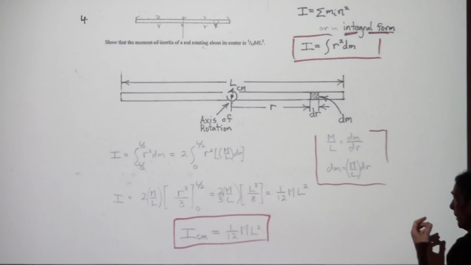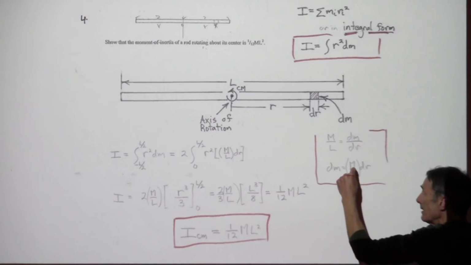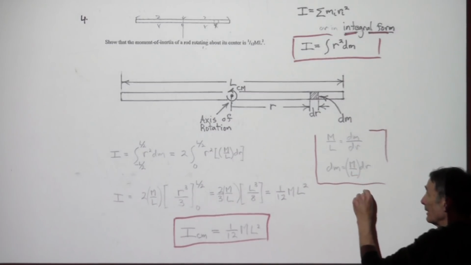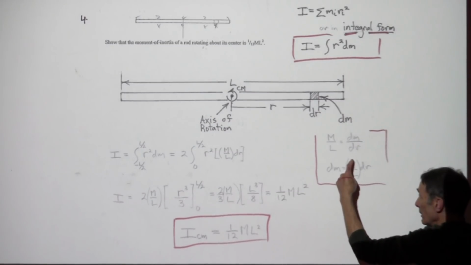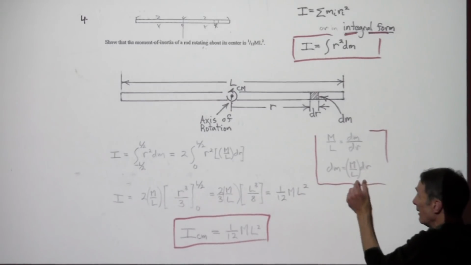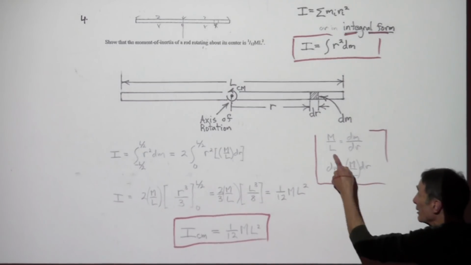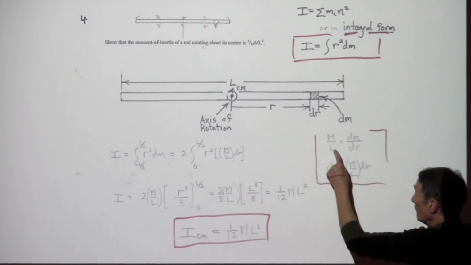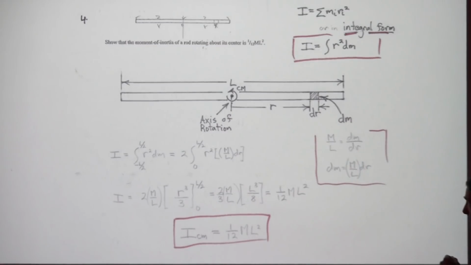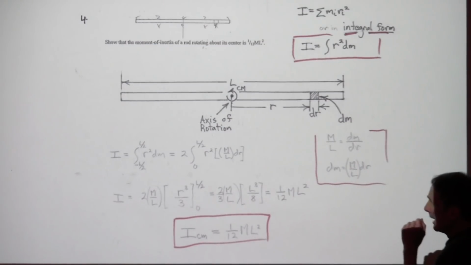You can reason it this way. Or, if you have been exposed to the idea that M over L is the mass per unit length, we can take the mass per unit length times the length dr and come up with dm. You could write this one straight off. You wouldn't have to do this first. But hopefully you can see that a bit.